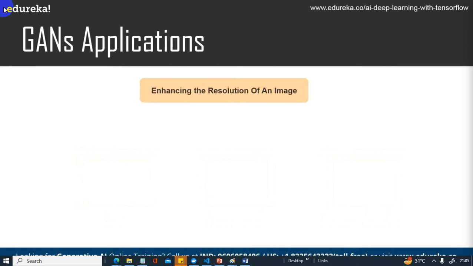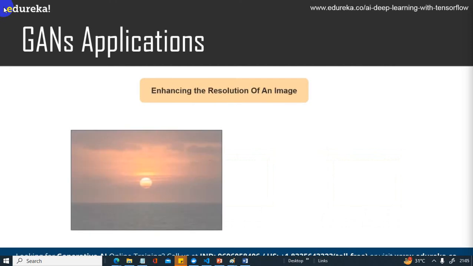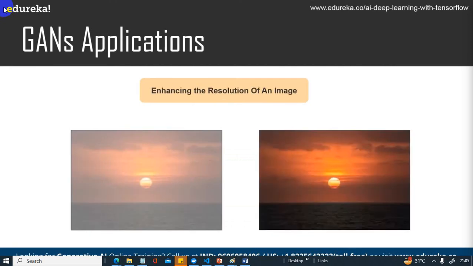After this, we have enhancing the resolution of an image. Super resolution generative adversarial network, also known as SRGAN, is a GAN which can generate super resolution images from low resolution images with finer details and better quality. This is actually a very good application of GANs, guys. The applications can be immense. Imagine a higher quality image with finer details generated from a low resolution image.